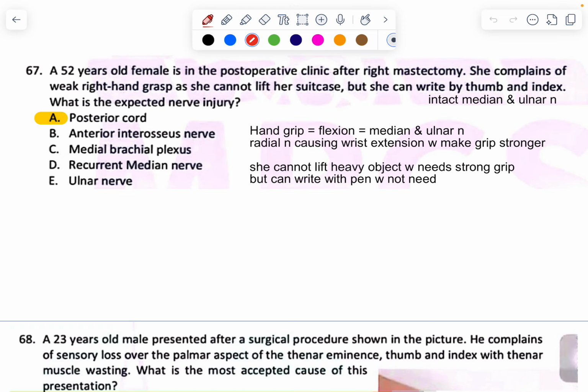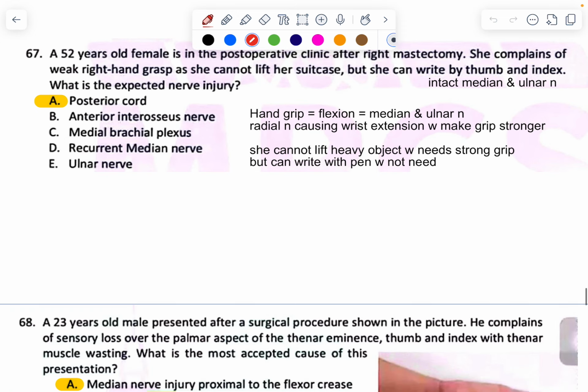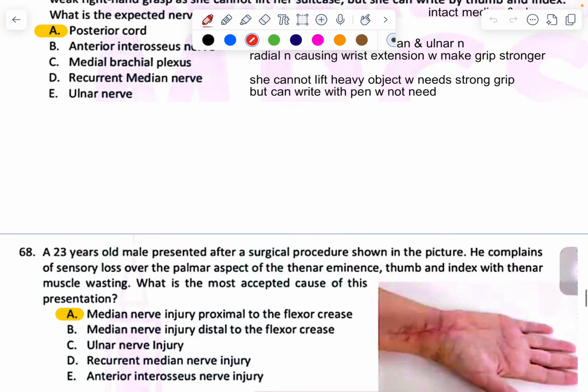A 23-year-old male presented after a surgical procedure, shown in the picture. So this is a procedure, he has got a cut, and then thenar muscle wasting is there. What is the most expected cause of the presentation?